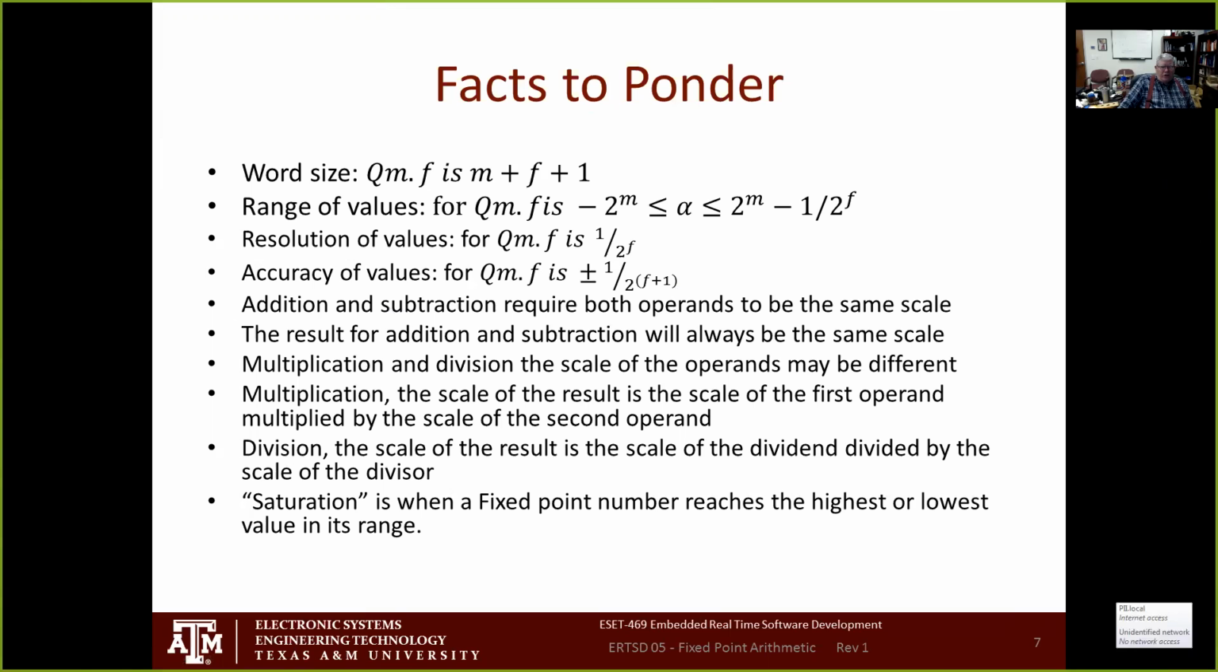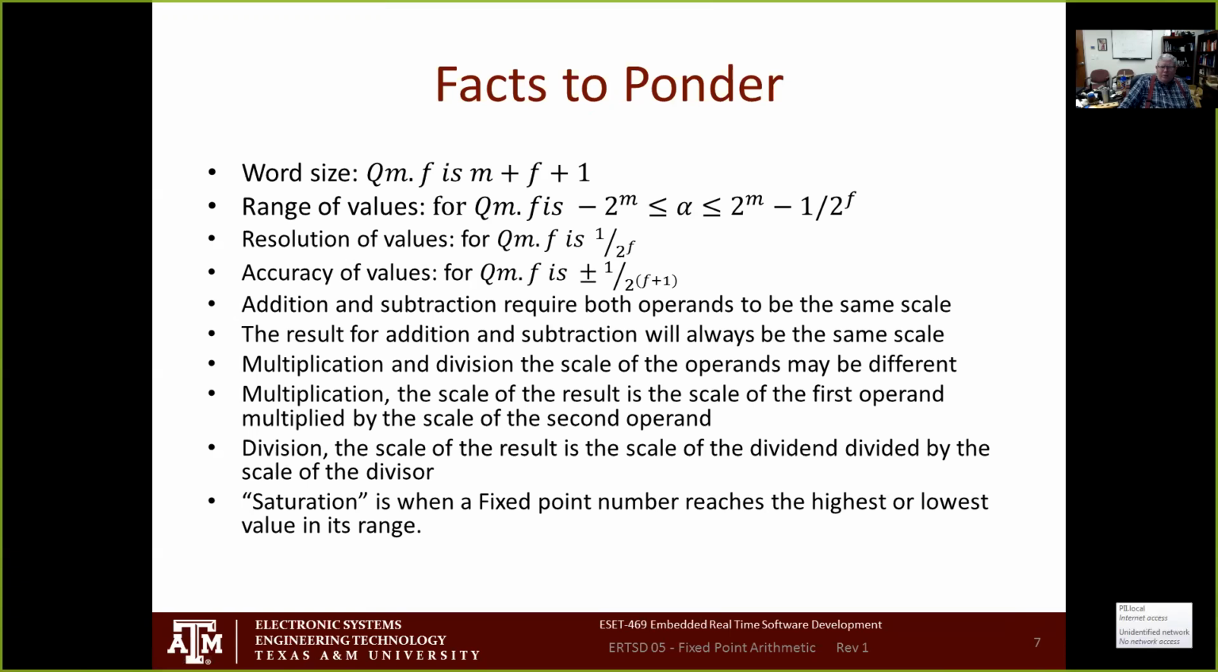So for addition and subtraction, you have to have the operands be exactly the same scale. And so you want to pick your scale primarily to match what you're going to be adding and subtracting. Now, as it turns out, when you do that, you're always going to end up with the same scale. So if you have a number in Q7.8 notation, you're always going to get a 7.8 notation result when you add them. You just add them and it's there.